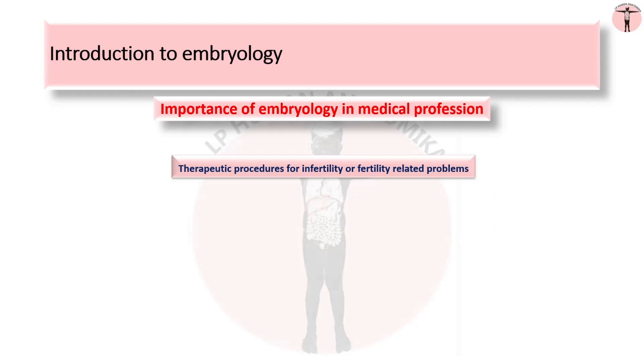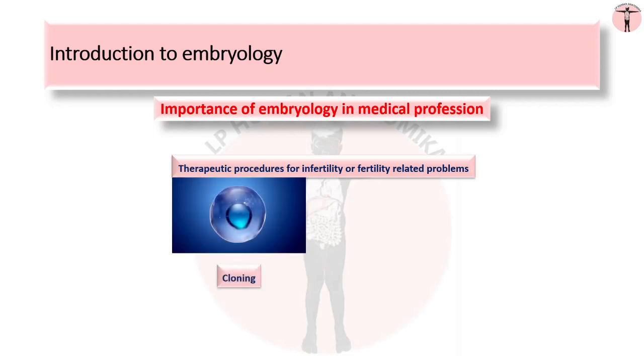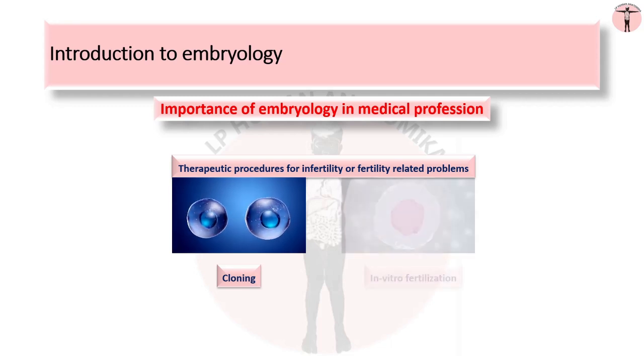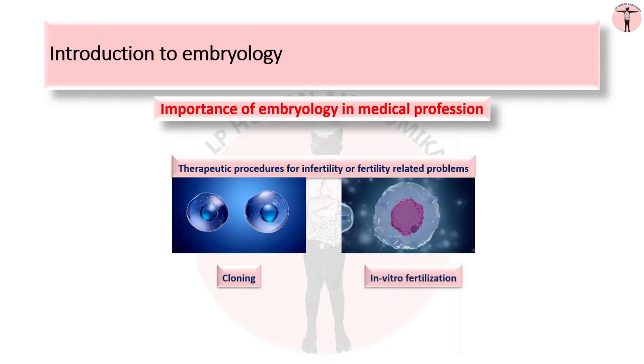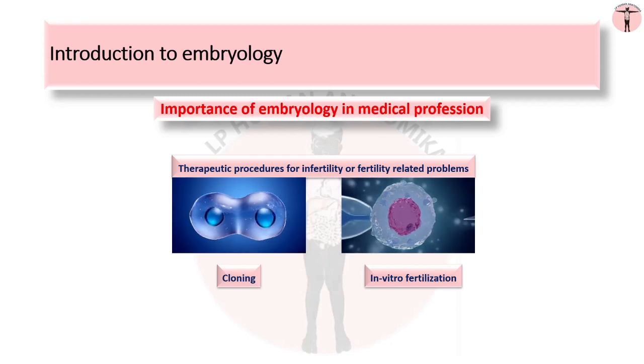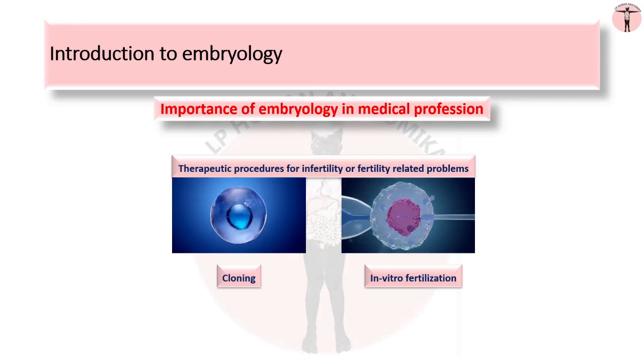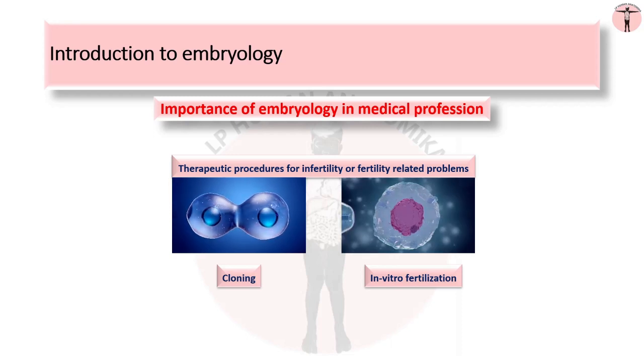Therapeutic procedures for infertility and fertility-related problems. If the woman is unable to conceive by natural methods, alternate methods like cloning, which is developing another individual or tissue or organ from the somatic cells, and in vitro fertilization, which is fertilization outside the individual's body, can be planned. Here you can see the artificially induced sperm into the ovum.